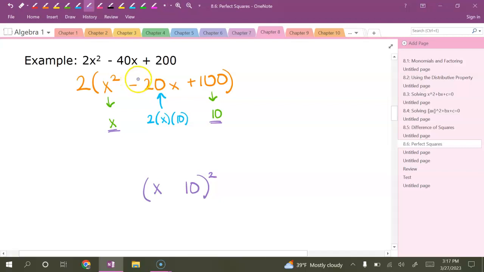How you determine that is you look at the sign before the middle term. So before that x term. This one has a minus sign. So in here you need to have a minus sign. And this is how you're going to factor it.